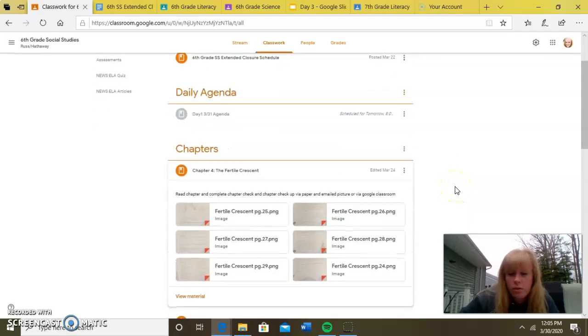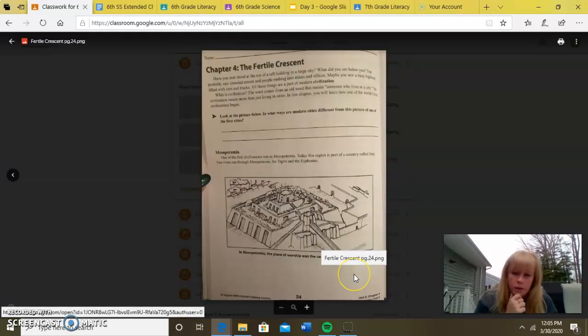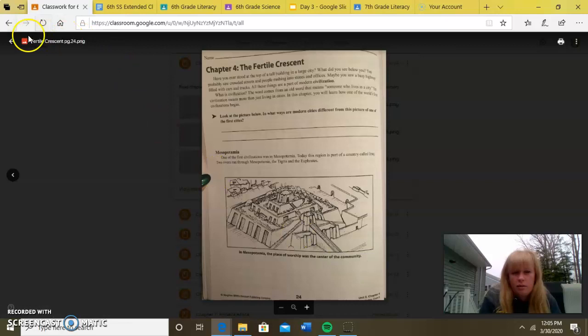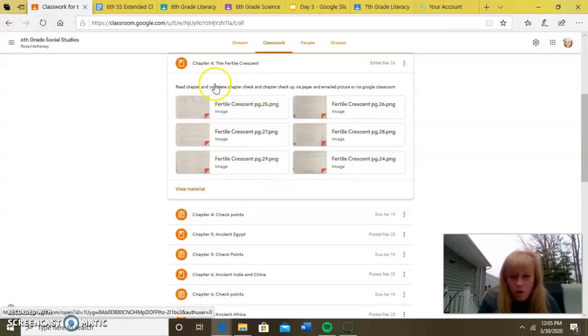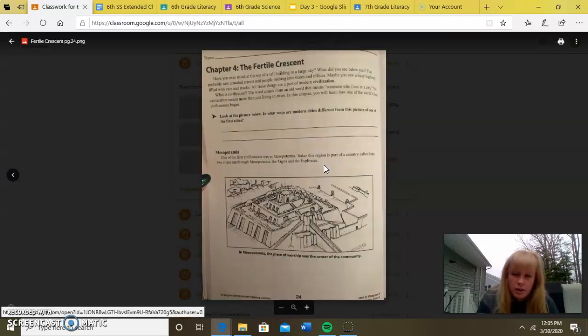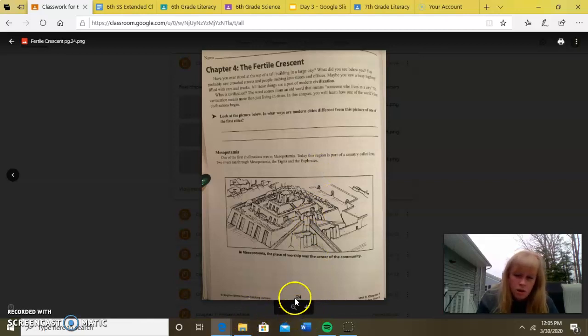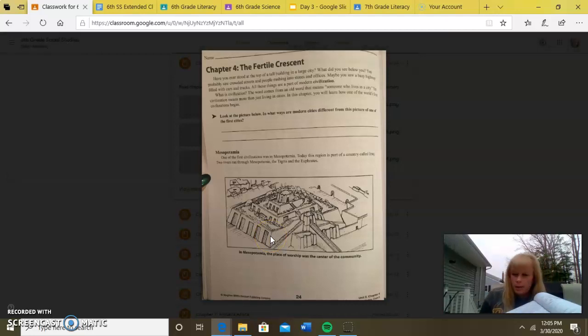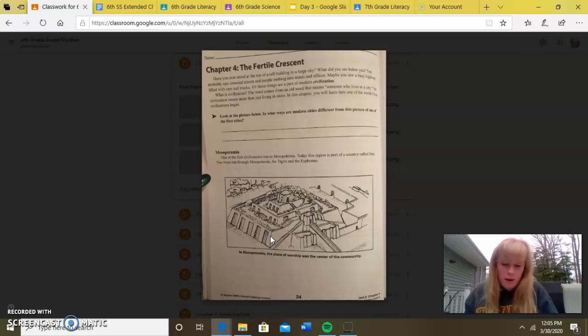This is actually a review from what we've already learned earlier today, or earlier in the school year. So chapter 4, Fertile Crescent, the first page is actually at the bottom right corner. All right, so you're gonna have to click on that, and then you can use the zoom keys down here to help make it a little bit bigger. I'm going to read from the book because I'm actually outside today because it's actually not too bad. So I'm going to read from the book and we will go through the checkpoints.